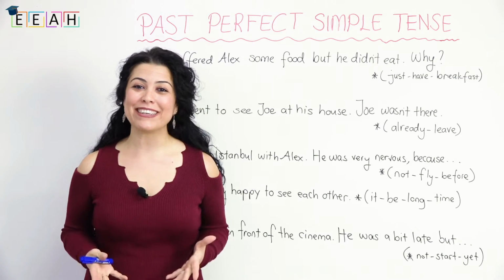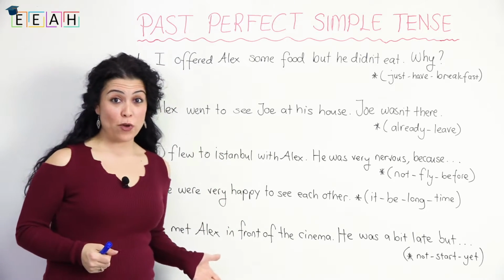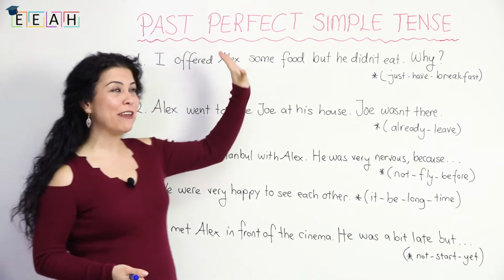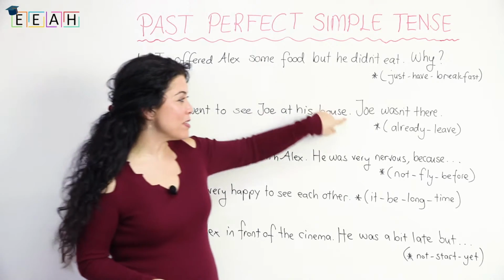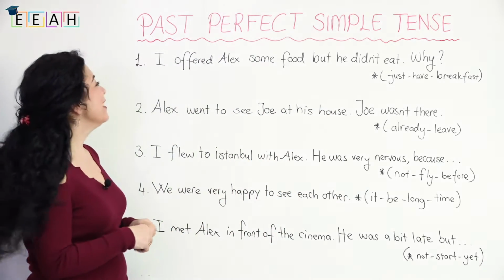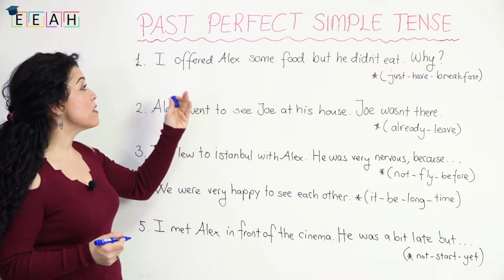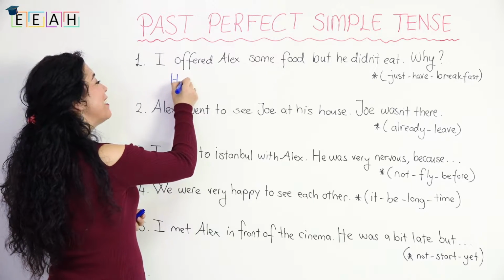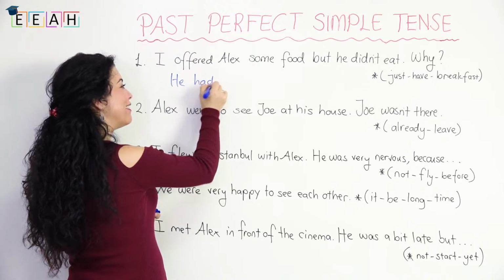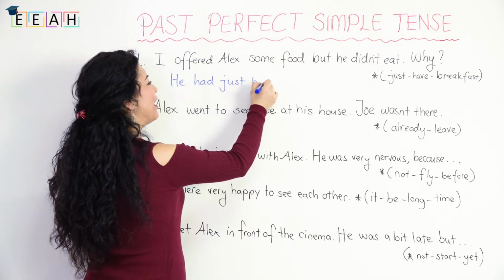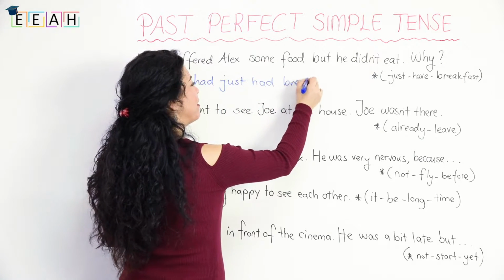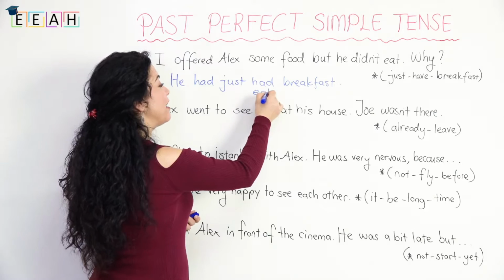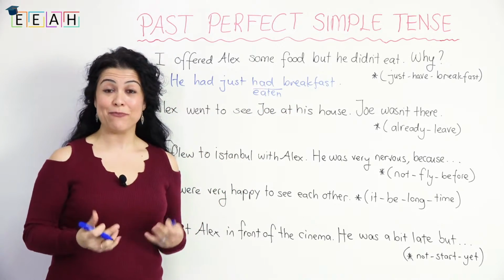Are you ready to practice? Well, read the past situations that I prepared for you and form sentences in past perfect simple tense using the prompts given in brackets. Let's start. Number 1. I offered Alex some food, but he didn't eat. Why? Because he had just had breakfast. He had just eaten. You can as well say eaten. Both options are okay.